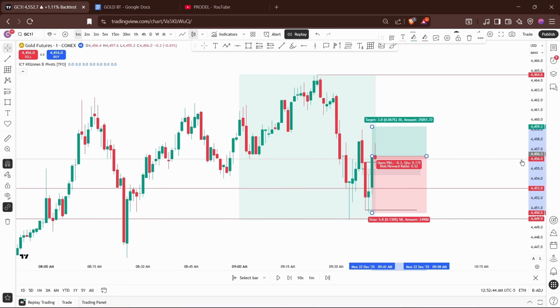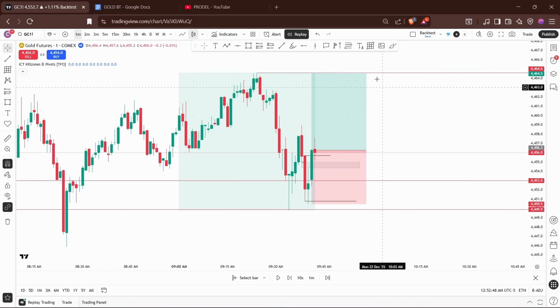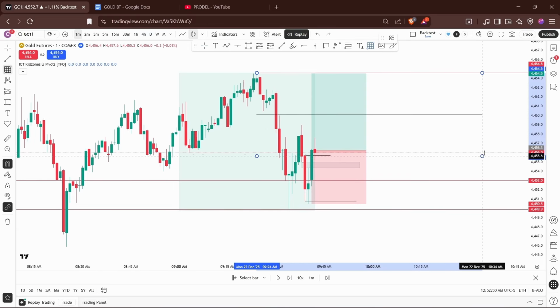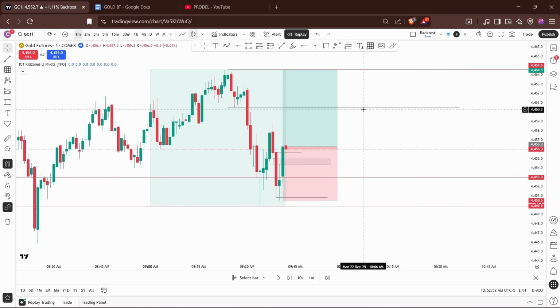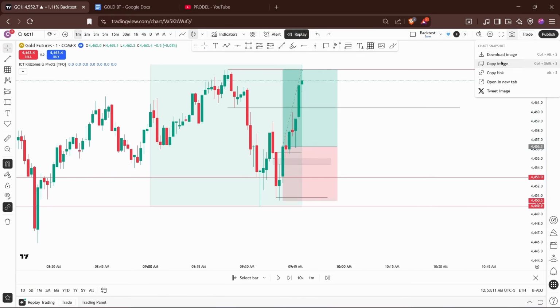Our entry will be at this level, and SL will be at this level, and then the target will be at this high, and our break even point will be at this level. This level is the break even point, which is 50% of the entry range. Let's see. Yeah, it went to our break even level, and then the next candle went to our TP. So this is a 1.43 R trade.